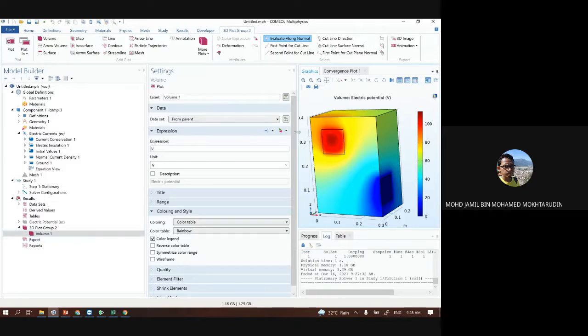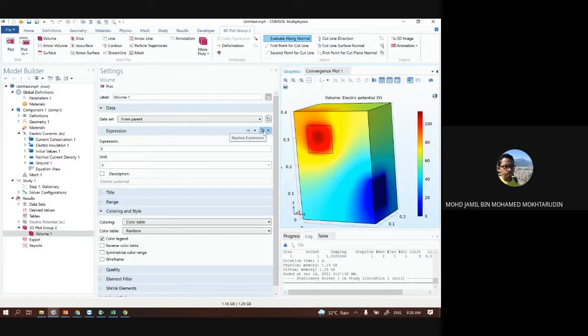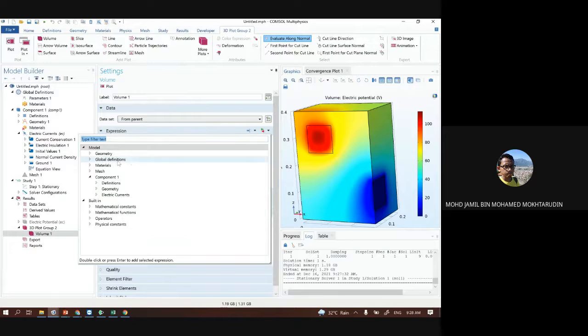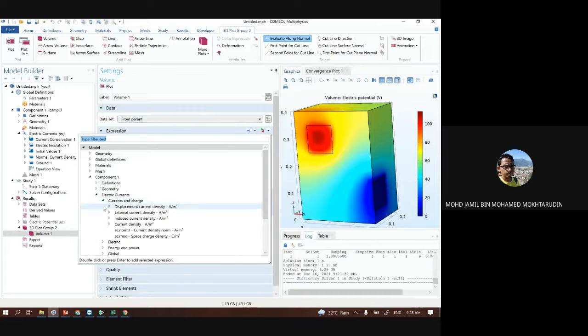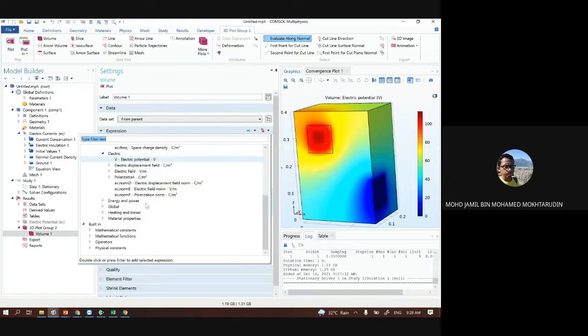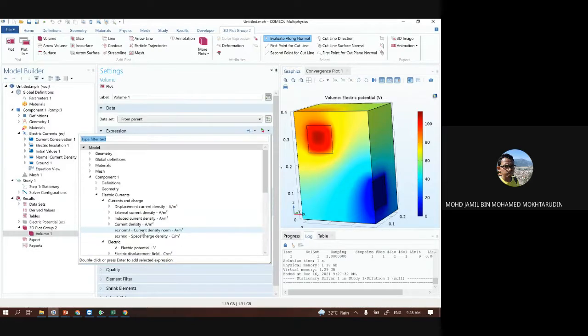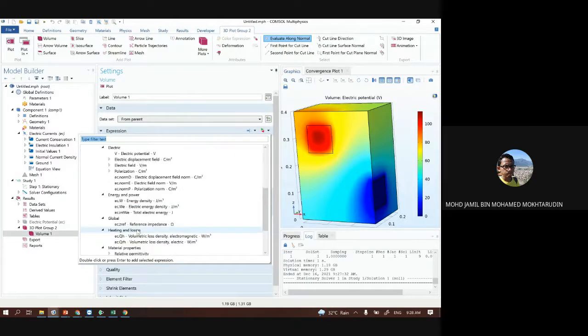So you can play around with more variables to plot by clicking this, okay, or this, okay, either one. So if you choose this, then you can go to this electrical current, and there are so many things you can plot. You can plot displacement of current, electric potential, energy, global, whatever, heating losses, and material properties. Okay, but in this case, we are interested to plot the electric potential.